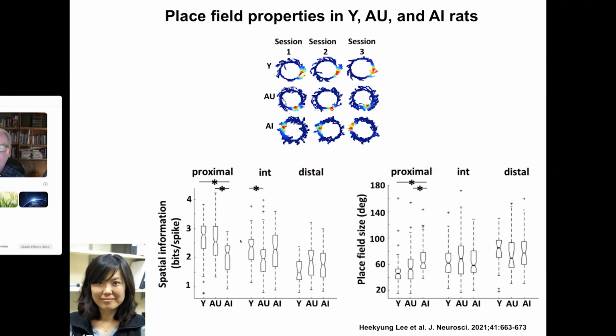If you just look at the young animals, the first bar here, the information gets lower and lower in young animals from proximal to distal, which is what she had seen in her earlier work. But then in AI animals, it's flat. So AI animals lose this gradient in spatial information from proximal to distal. And that's mirrored in the place field size here in the opposite direction, as you would expect. Bigger place fields have less information.